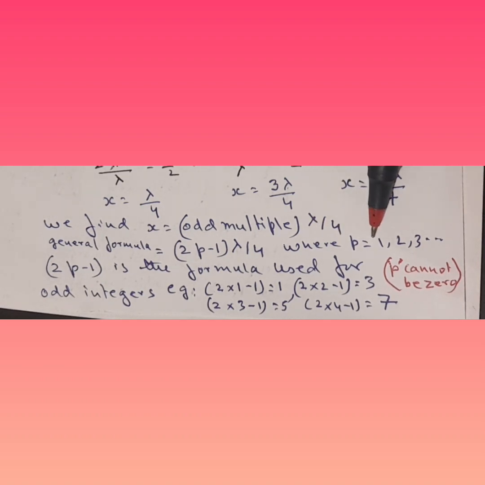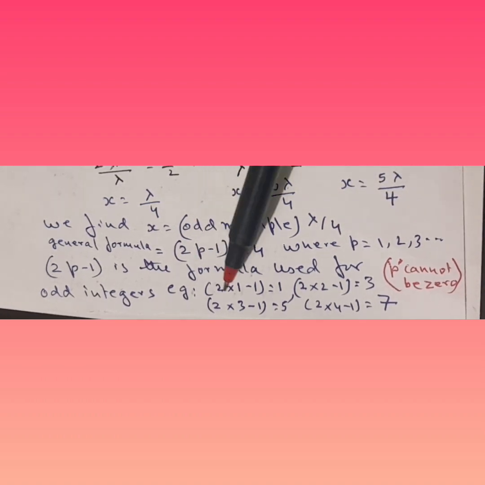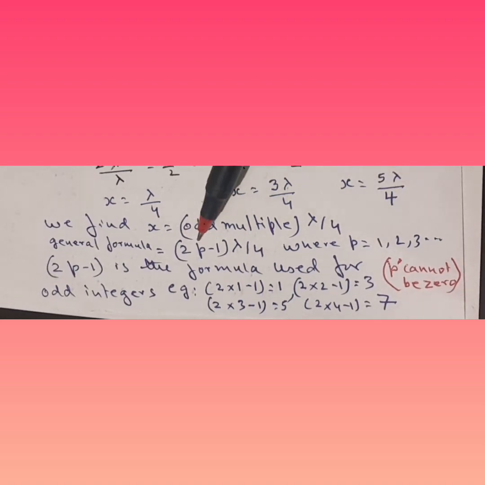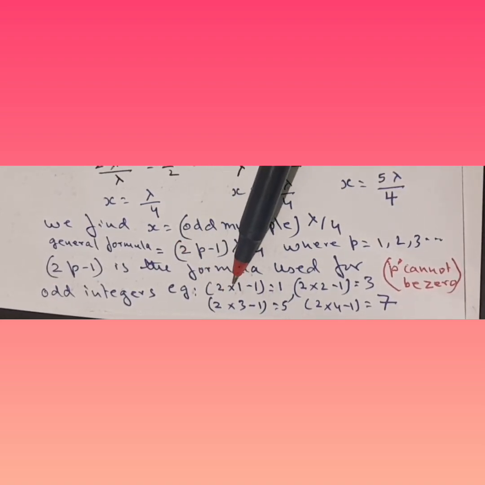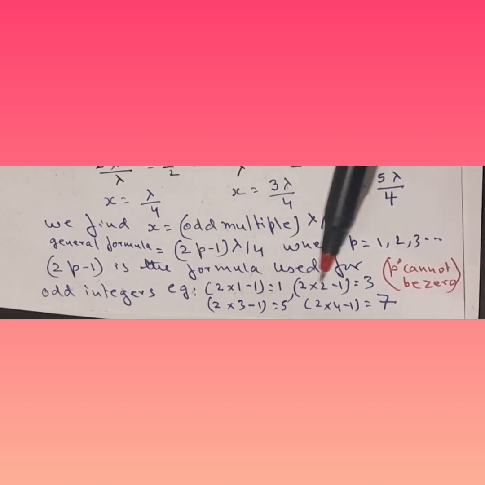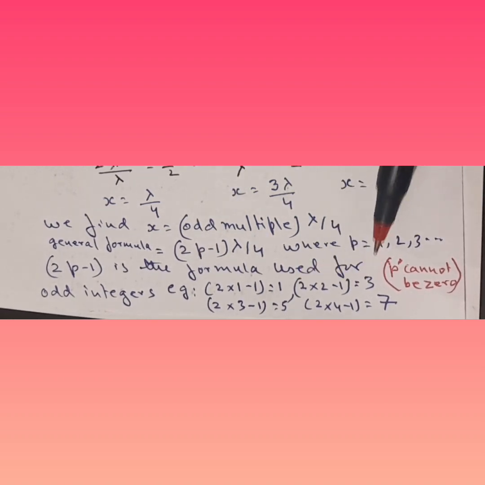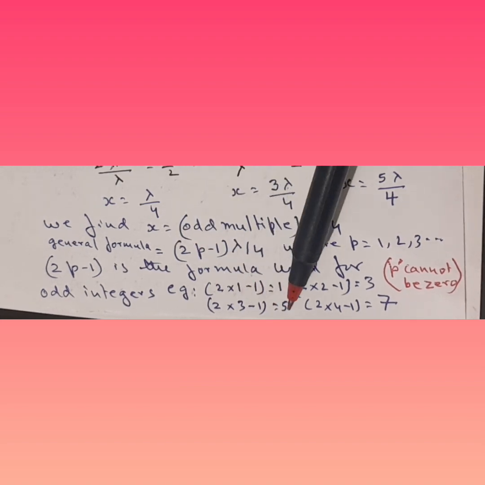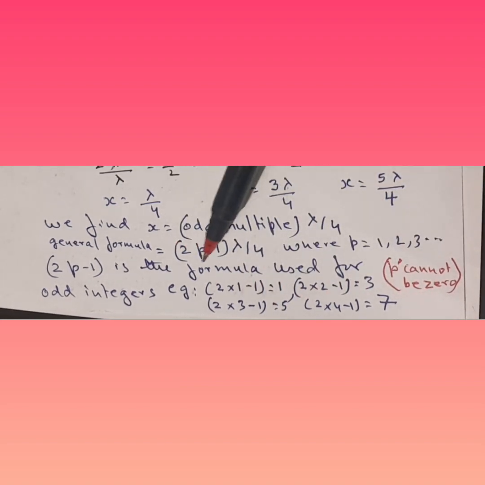Alright, let's substitute and see. So we substitute this value instead of p. So 2 into 1 minus 1, 1. We substitute this value over here, 2 into 2, 4, minus 1, 3. We substitute this value for p, 2 into 3, 6, minus 1, 5, and so on and so forth. Alright, so this is for the odd multiple formula.